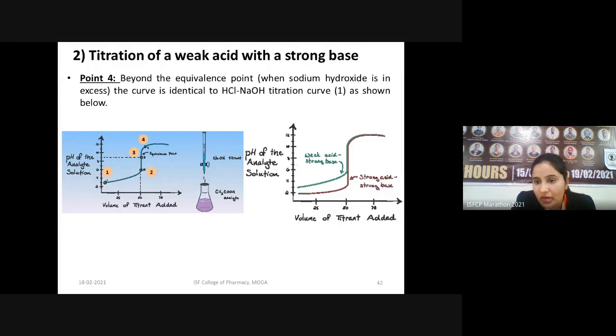Also, we have observed that in the case of strong acid and strong base, the equivalence point, that is the midway of this steep curve, is neutral pH. Whereas in the case of titration of a weak acid with a strong base, the equivalence point will not be neutral, it will be a little basic in nature. And this is the curve. After the equivalence point, the graph is exactly the same in both cases.